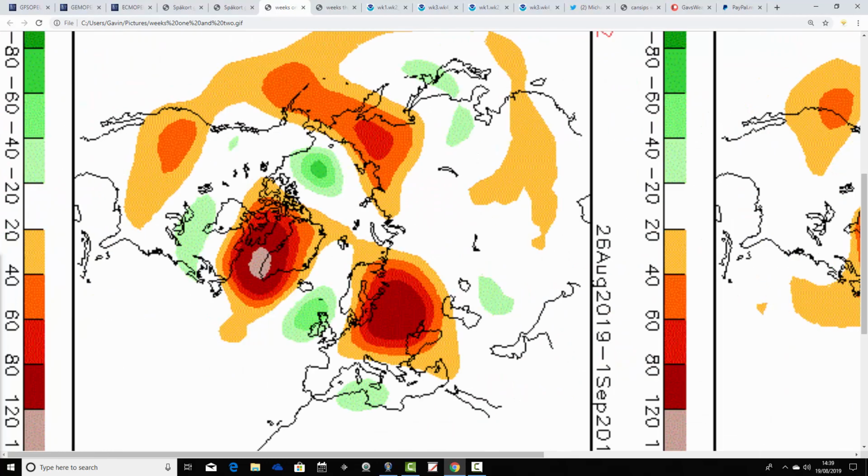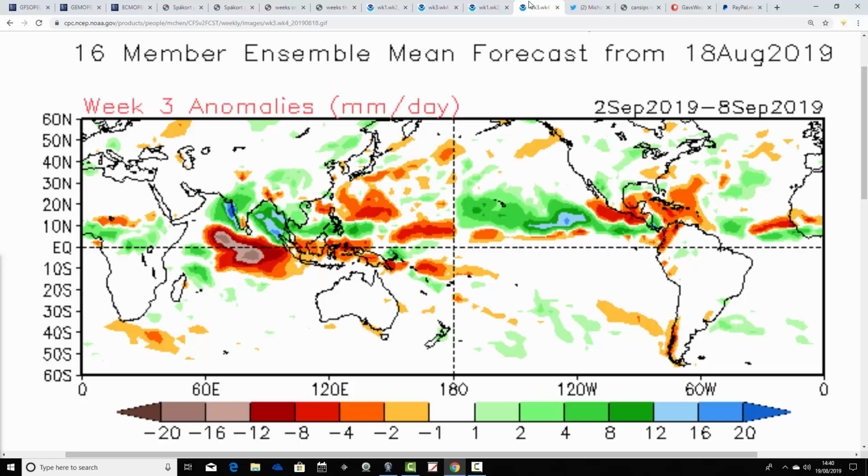This is week 2, the 26th of August to the 1st of September, with below average heights just out to the northwest of the country, above average heights to our east, blocking around Greenland. A little bit on the unsettled side, actually, that for the last days of August, particularly so for northern parts of the country, could be a little bit on the unsettled side. Then we want to go through to there.